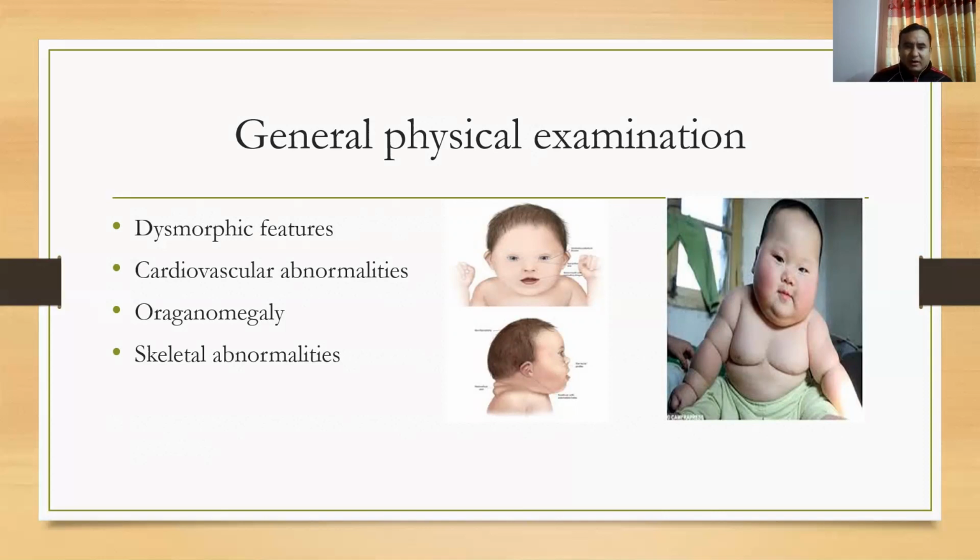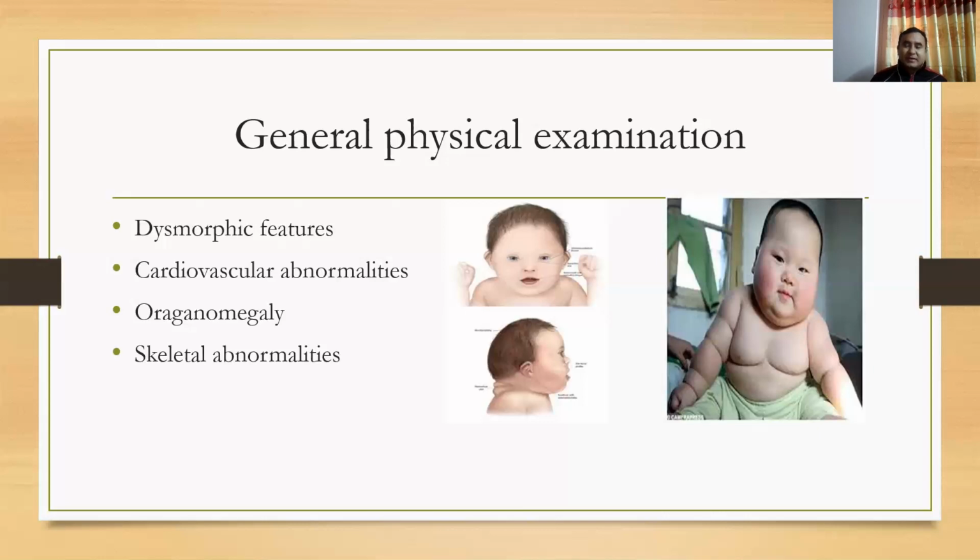Similarly, we have to also take care of the cardiovascular abnormalities, because one such abnormality is cardiomegaly, which is quite common in a child who is suffering from an inborn error of metabolism. Typically in Pompe's disease, there can be cardiomegaly. So if there is cardiomegaly, that gives us clues towards the different inborn errors of metabolism, as well as towards the myopathies.